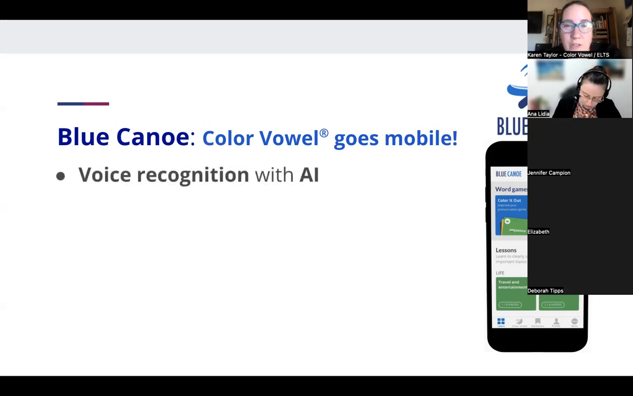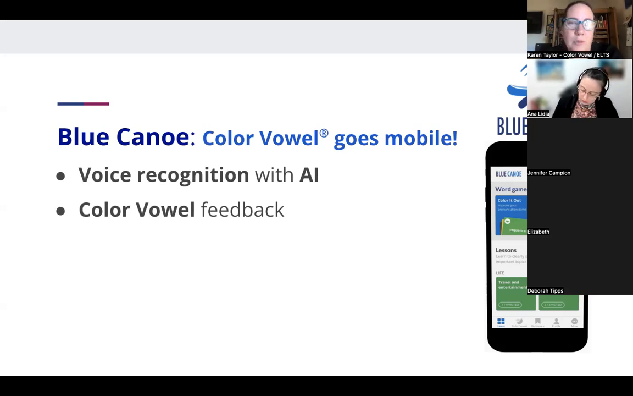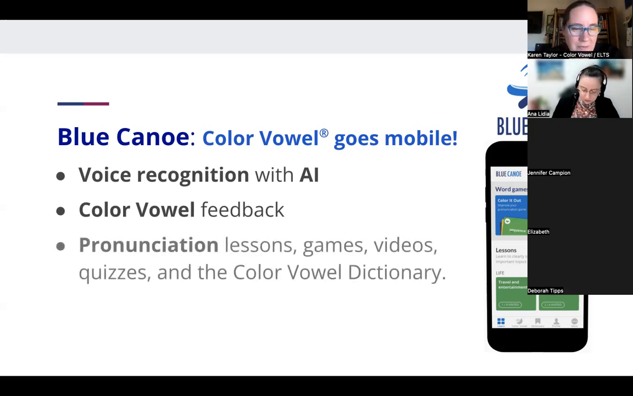It combines voice recognition with artificial intelligence to provide color vowel feedback, so that the feedback they get on the app is similar to the feedback you'll provide them in the classroom when you use the color vowel approach. That's pretty neat when they get all that wraparound, the same way of thinking about English in class and outside of class. We provide pronunciation lessons, games, videos, quizzes, and the very powerful color vowel dictionary.